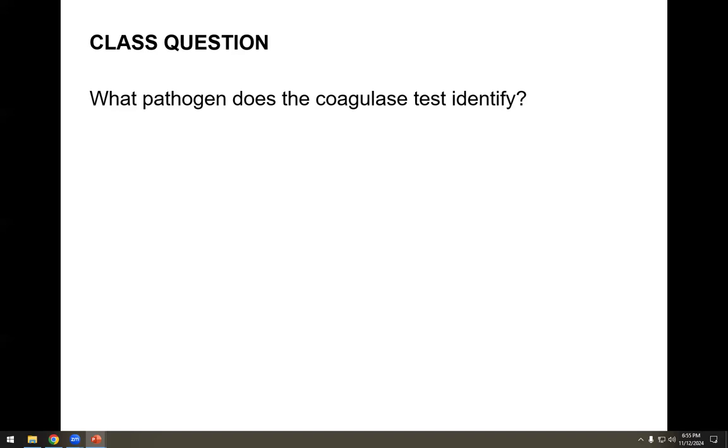Bravo. Anybody from Bravo? If you want your point for this, what pathogen does the coagulase test identify? I'll tell you this, it is a skin disease. Go figure, these are all skin and eye diseases. Very early on, we talked about this in the chapter. Coagulase. The plasma test, yes, so that's going to be like MRSA stuff. So that's good. We'll take it.